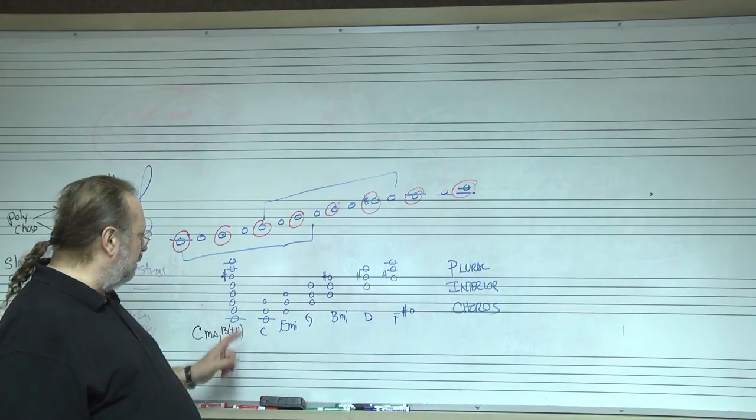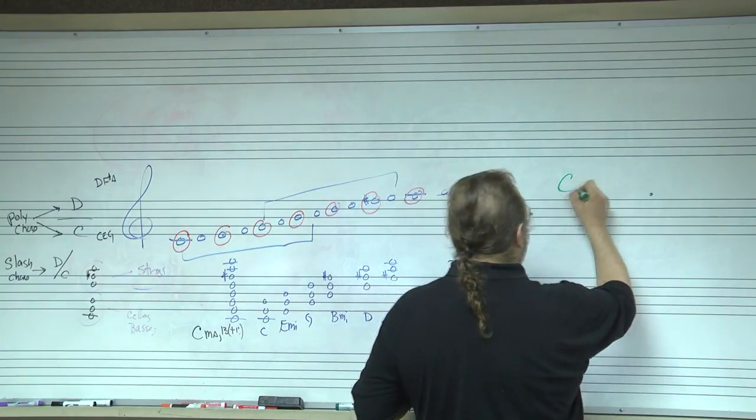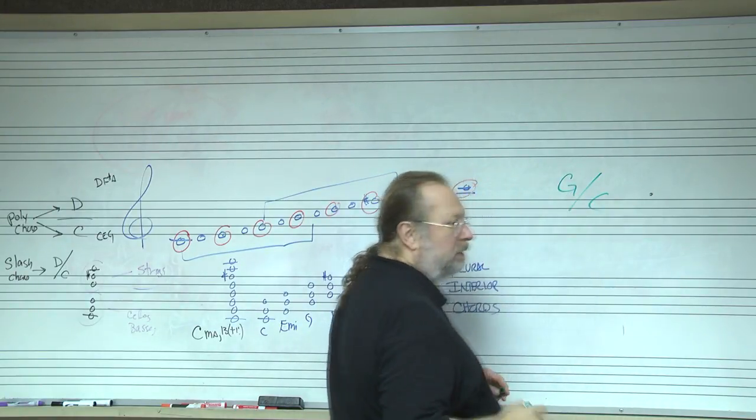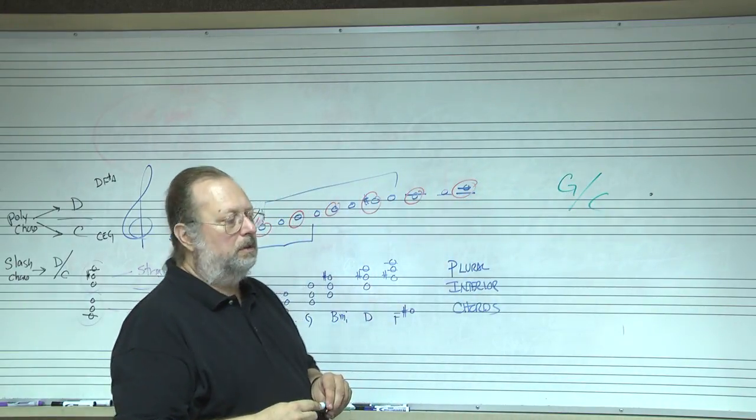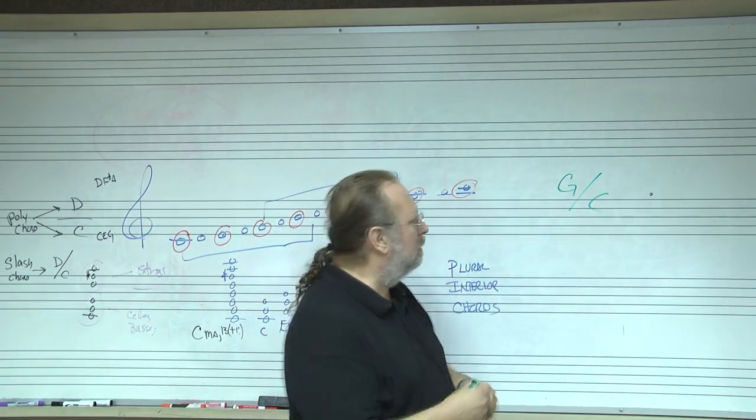What if I played a G over C? What's that sound like? A G slash C. Is that how you write it though? Yeah, it's a slash chord. So G would be in the bass or no? G is the chord, oh. C is the bass. So then it would be B.